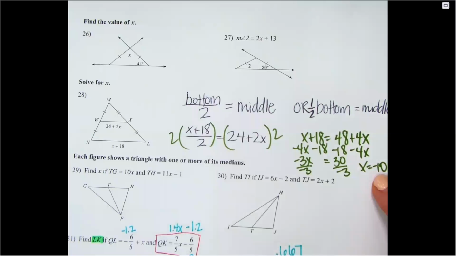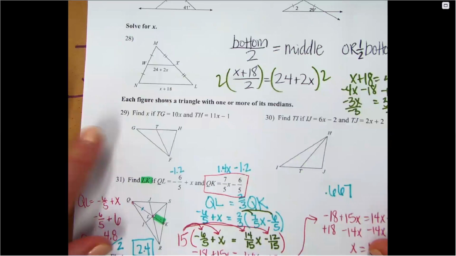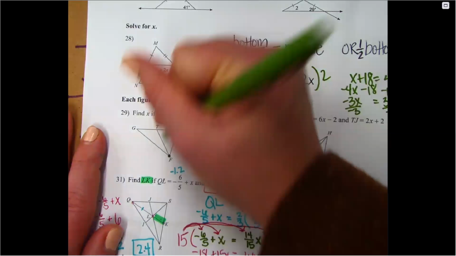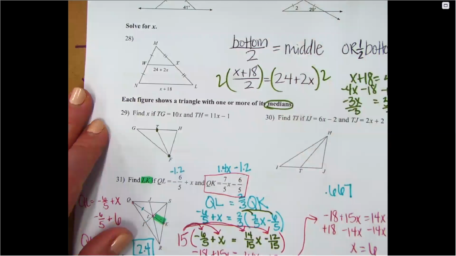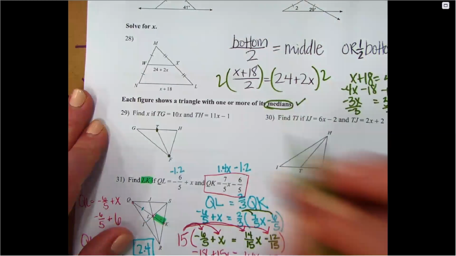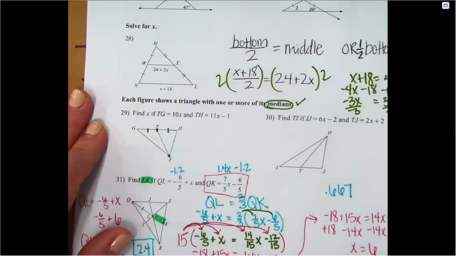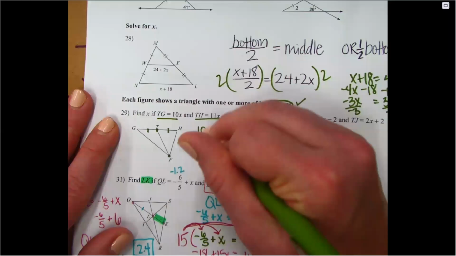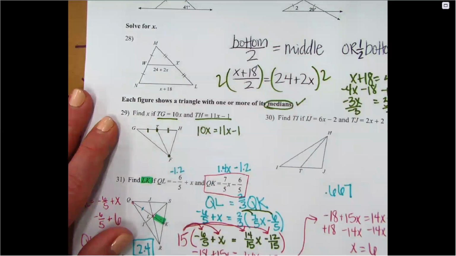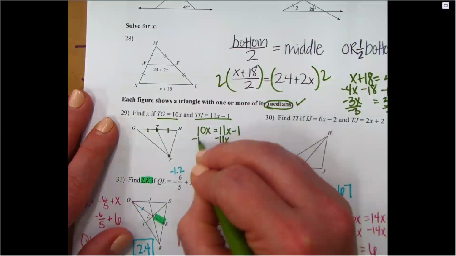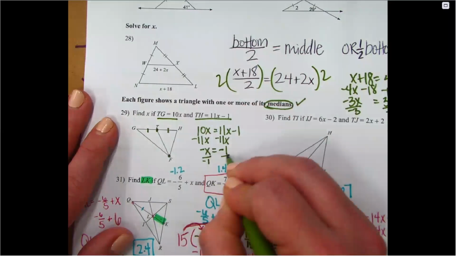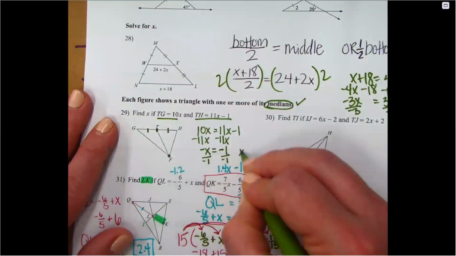Okay, 29, we're talking about a median. So the median is a line that connects the vertex to the midpoint. They don't have to tell you that T is the midpoint because they've told you we have a median. So since you know that T is a midpoint, you know that those two segments are congruent. So you set them equal to each other. 10x equals 11x minus 1. Solve by subtracting 11x. Negative x equals negative 1. Divide by negative 1. X equals positive 1. Is that what it wants? Yeah, it wants x.